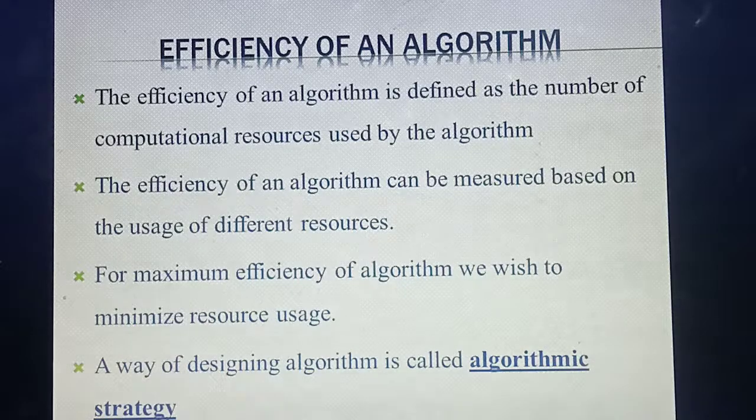Okay. So efficiency of an algorithm is determined by the usage of different resources. Okay. First you are using the first resource, you will determine one efficiency. The second.